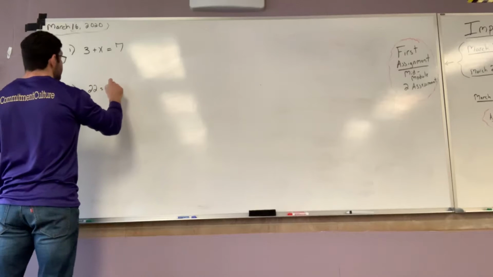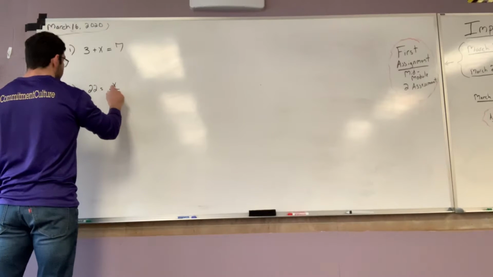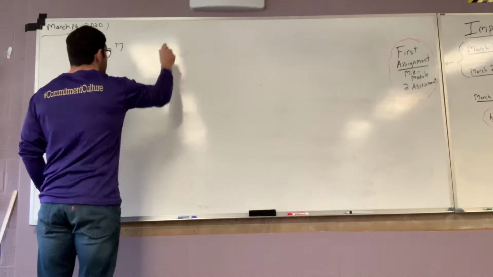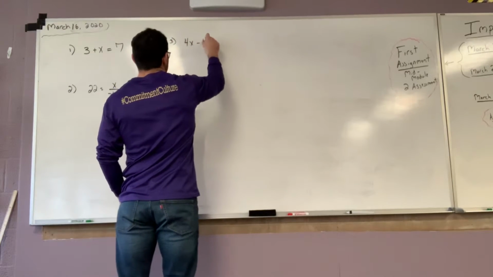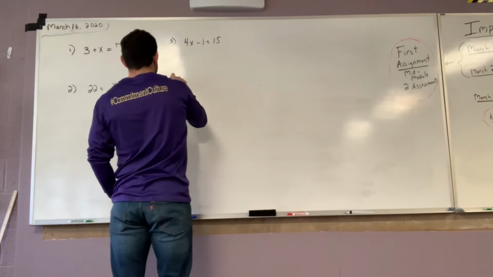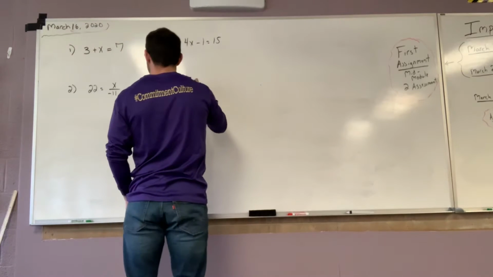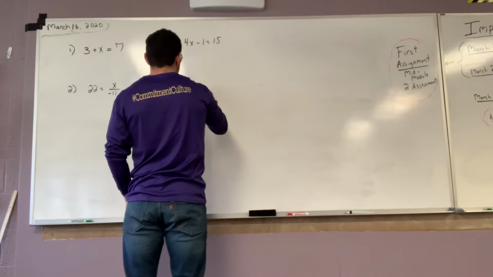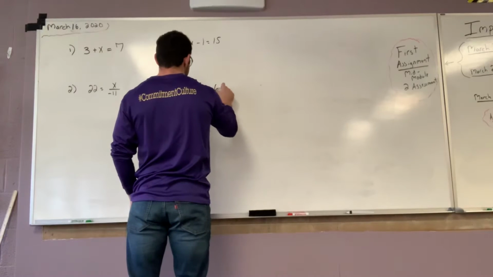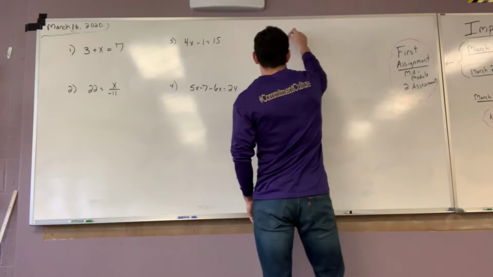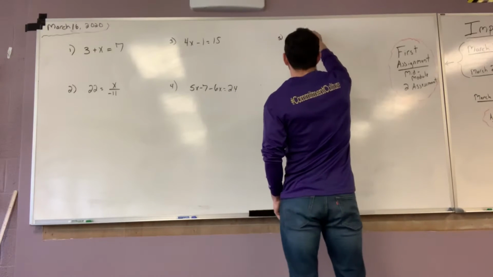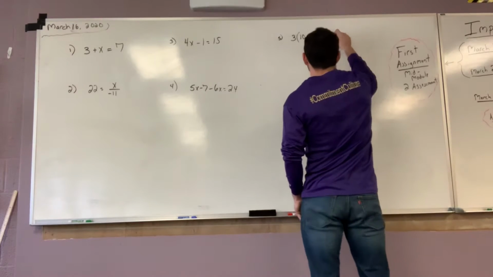Number 2: 22 equals x divided by negative 11. Number 3: 4x minus 1 equals 15. Number 4: 5x minus 7 minus 6x equals 24. Number 5: 10x minus 7 equals 9.